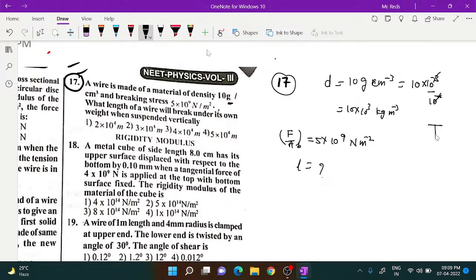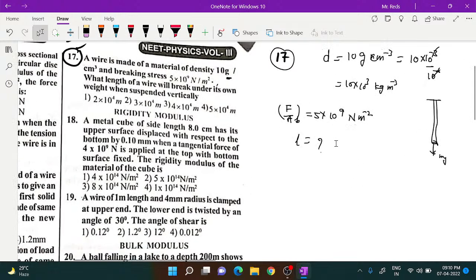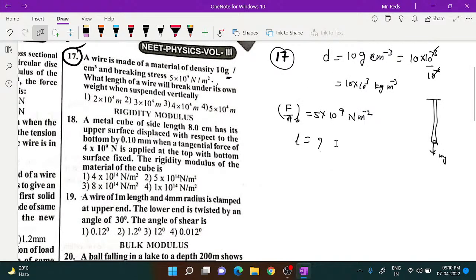So if you have a wire suspended something like this, its weight will act downwards as mg, so it will elongate. If you have some maximum weight, the wire will elongate more and more and more. Then it will break automatically because of its own weight. For what maximum length it will happen is the question. So we know breaking stress.